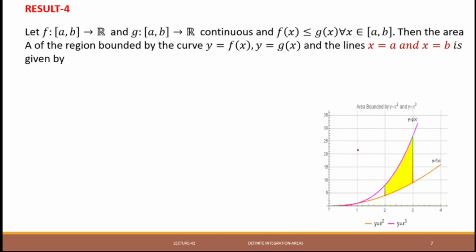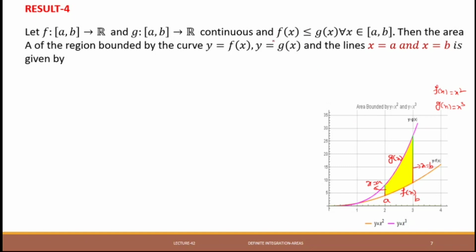Here are two curves, namely y is equal to x square and y is equal to x cube. This is the example that I have taken. So my f of x here is x square and g of x is equal to x cube. Okay, and my a is 2 and b is 3. So these are the lines x is equal to a, and this is the line x is equal to b, and this is f of x and this is g of x.